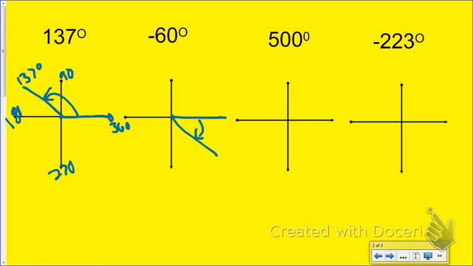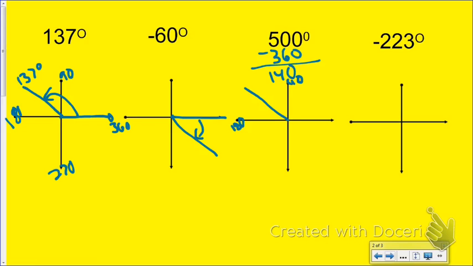Alright, 500 degrees. Now we know 500 degrees is more than a full circle, right? Because a full circle would be 360. So to find the terminal side of this angle, I'm going to subtract 360 to figure out that this is actually a full circle and 140 degrees. So right now I can draw a 140 degree angle. A 140 degree angle is going to be in the second quadrant because it's between 180 and 90.